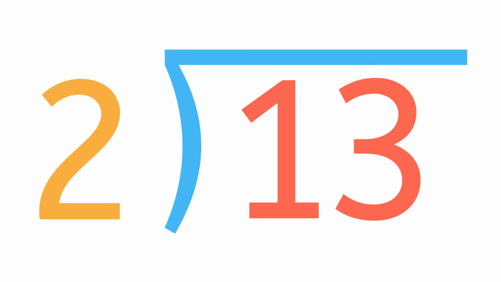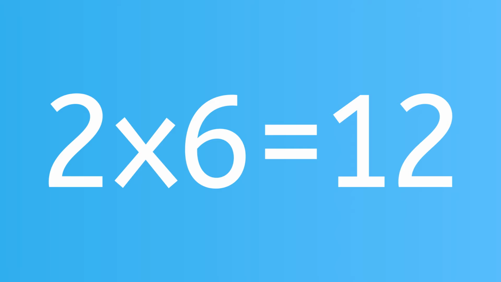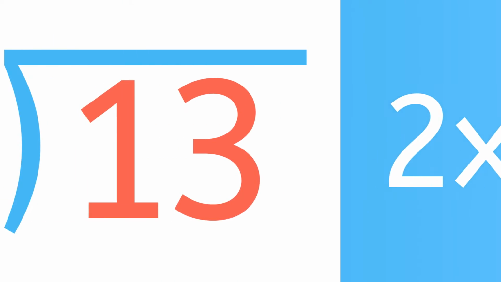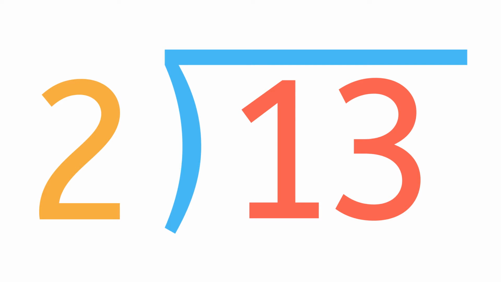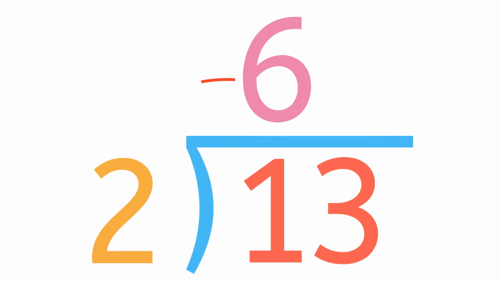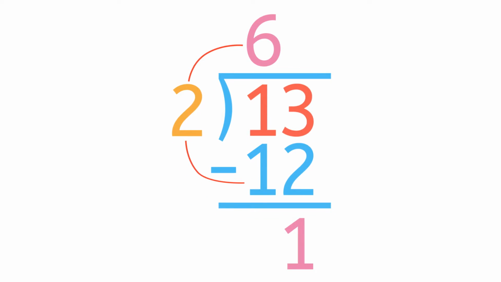Those problems were pretty easy. The divisor divided evenly into the number. This one, 13 divided by 2, is a little harder. You know that 2 times 6 is equal to 12, and 2 times 7 is equal to 14. 13 is 1 more than 12 and 1 less than 14. You might have figured out by now that 2 can go into 13 6 times, since 2 times 6 is equal to 12. But there is 1 left over.